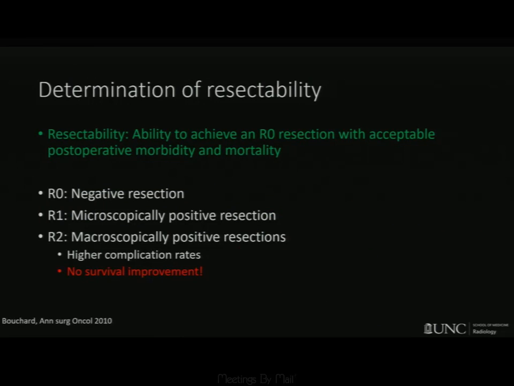Because the ideal goal in a recurrent patient is to get an R0 resection. So resectability means you get an R0 resection with acceptable postoperative morbidity and mortality. You don't want to achieve an R0 resection at the total expense of the patient's quality of life. But ideally, what you want is no disease left. What you want to avoid is the R2 disease, because if you have macroscopically positive resections, these have higher complication rates and absolutely no survival improvement. So this is ideal. This is not ideal, but better. But that R2 resection is really doing absolutely no benefit to your patient.